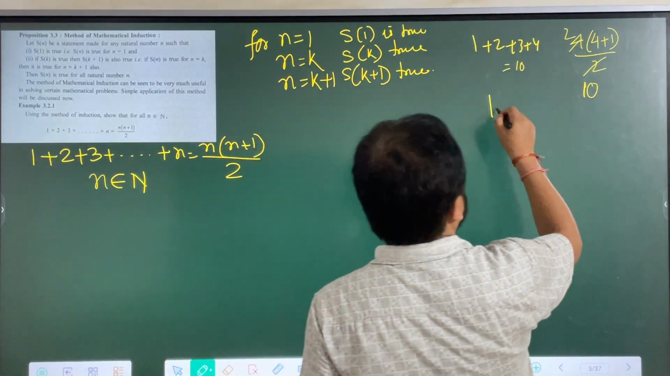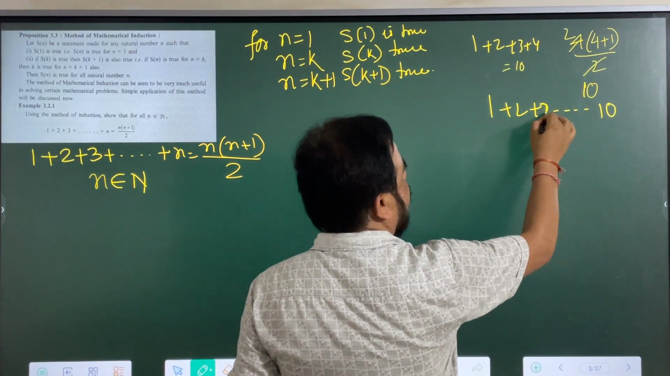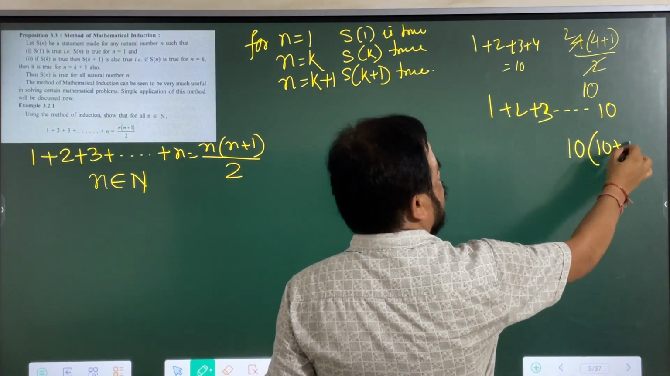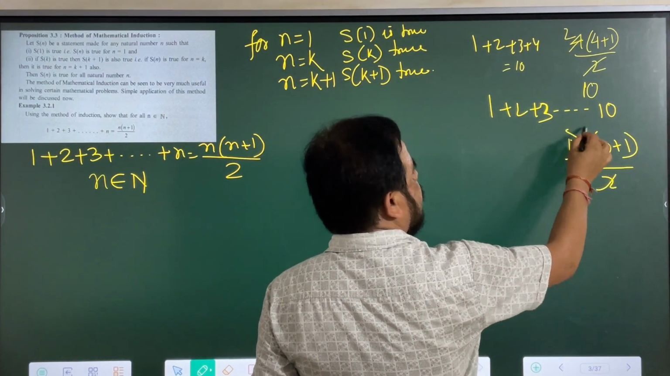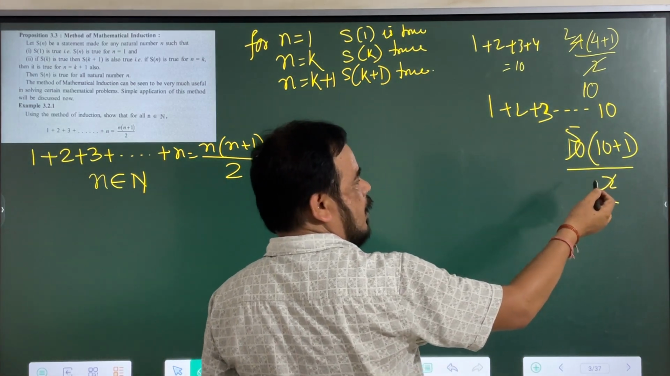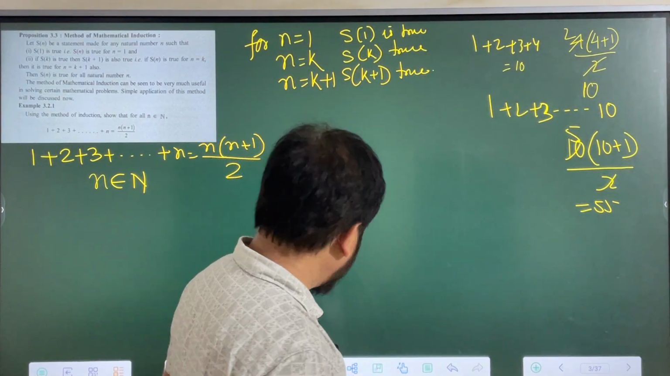If it is 1 plus 2 plus 3 till 10, then what is the sum? 10 into 10 plus 1 by 2. 2 fives are 10, 10 plus 1 is 11, 11 into 5 is 55. So this way you can find the addition of any natural numbers by using this formula.